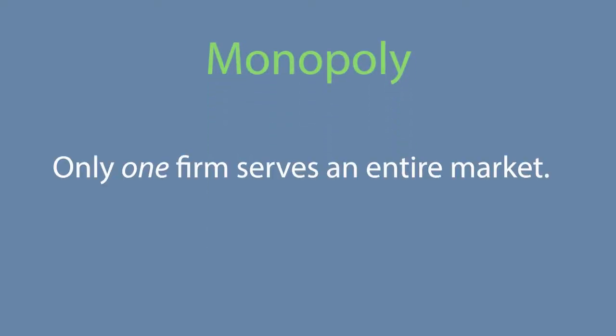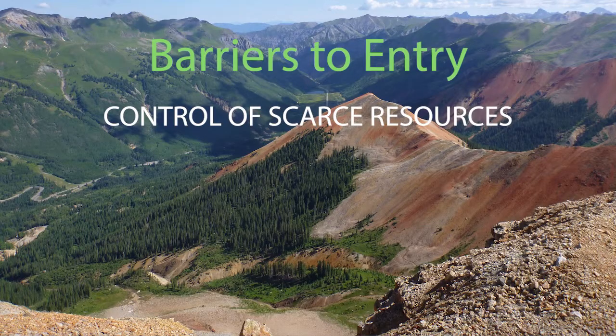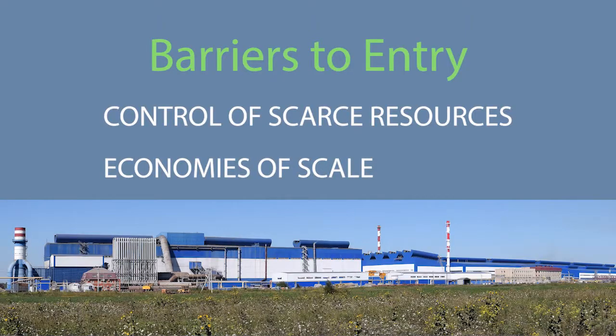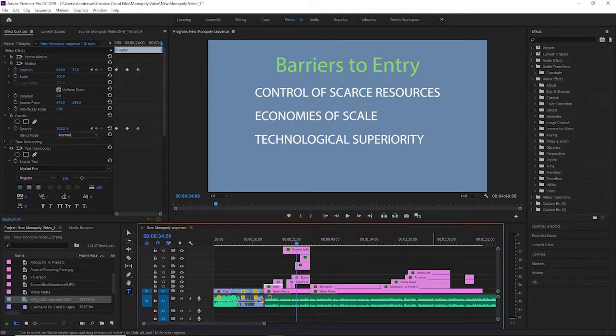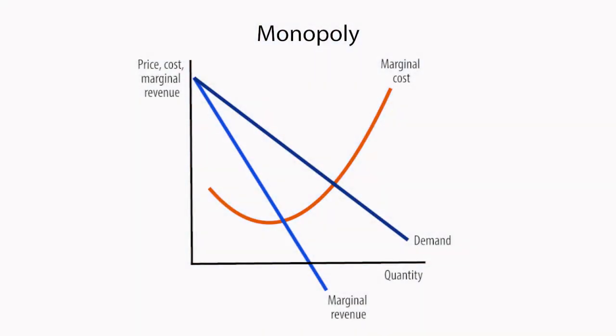This video reviews the monopoly market structure that exists when one firm serves an entire market. This is possible due to barriers to entry such as control of scarce resources, economies of scale, technological superiority, or government-created barriers such as patents or copyrights. The basic monopoly graph looks like this.